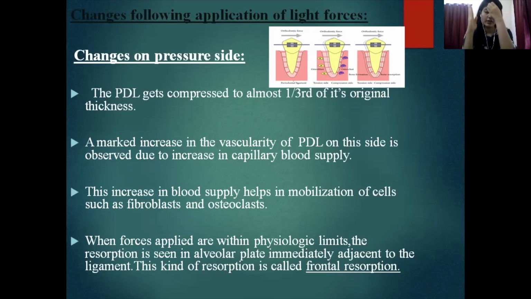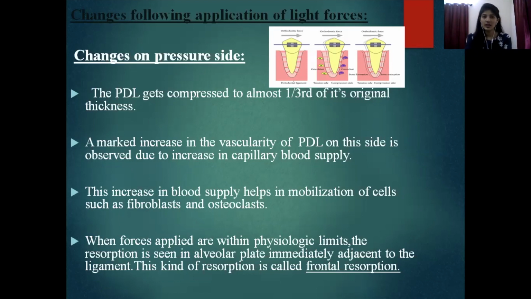So the side where there is compression is due to the generation of pressure. The tooth is moving in a particular direction. The direction where the tooth is going to move will be the pressure side, the acting surface for the light forces, and the opposite side will be the tension side. So you have to be clear about pressure and tension. The direction where the force is acting is the pressure side. Where the force is not acting, where there is stretching, is the side of tension.